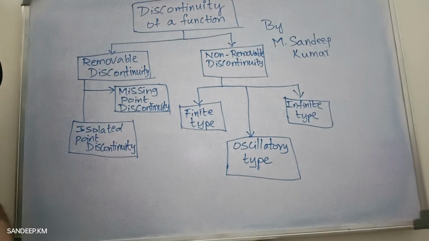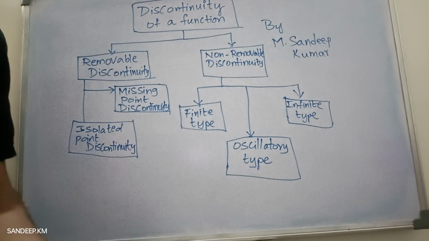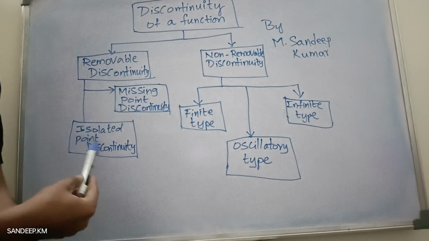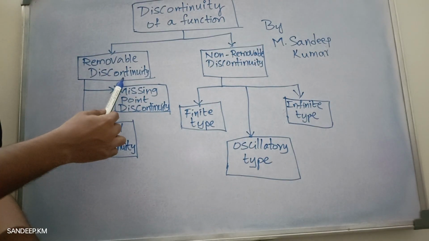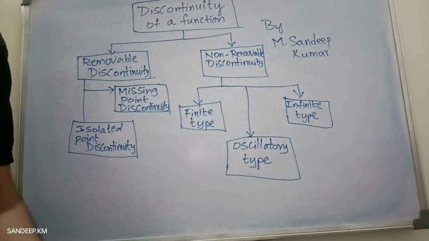Let us start the video. Let us discuss the types of discontinuities. Basically there are two types of discontinuities, as you can see in the figure. It is either removable discontinuity or non-removable discontinuity.